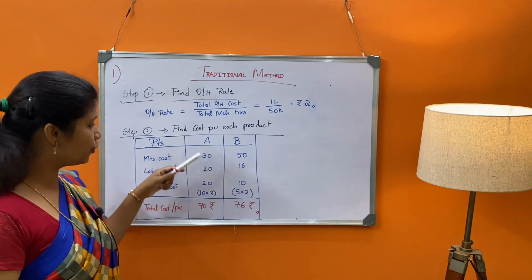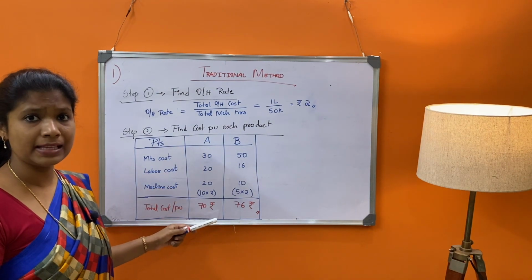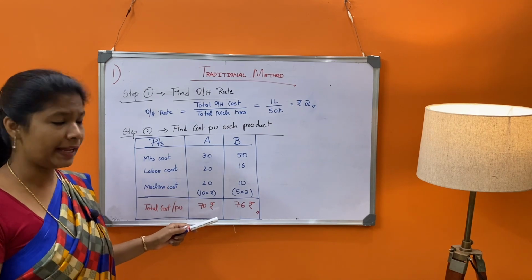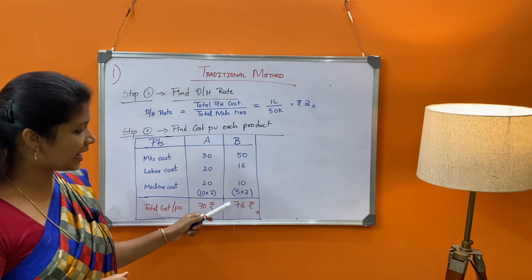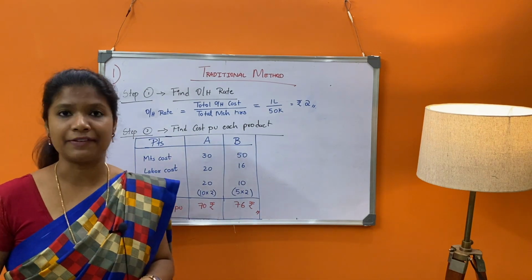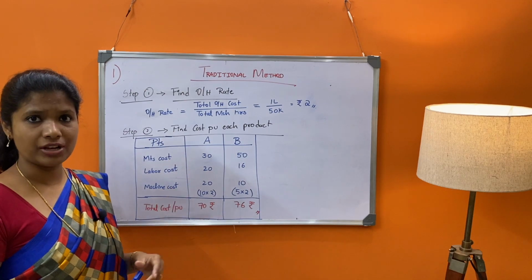So you just need to total it. 30, 20 and 20 gives us 70 rupees per unit of product A. And for product B, 50, 16 and 10 gives us rupees 76. So this completes the first method. It's very simple, the traditional method.